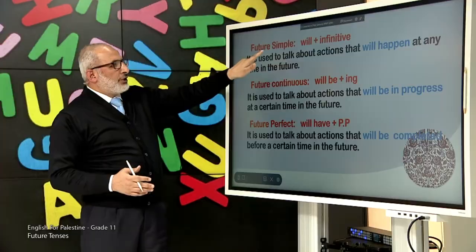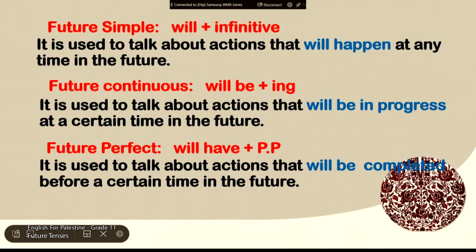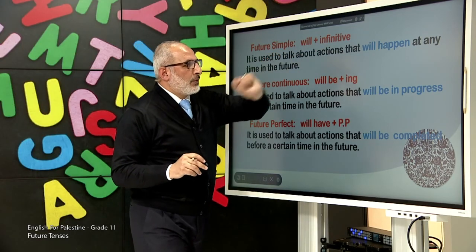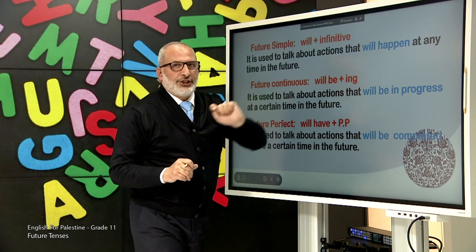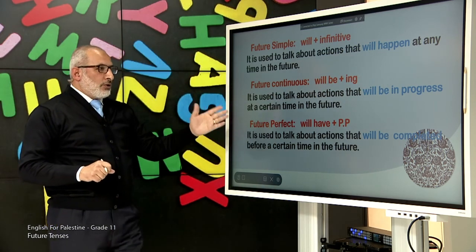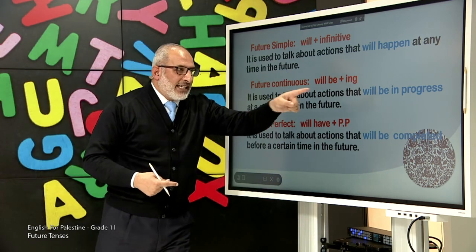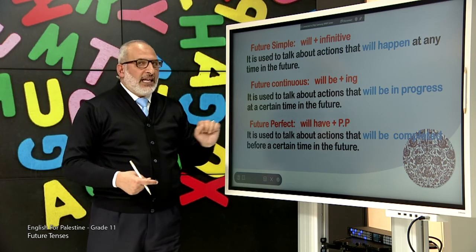The first tense is future simple. The form of future simple is will plus the infinitive form of the verb. And we use it to talk about actions that will happen at any time in the future. Okay? Second one, future continuous. The form is will be plus the ing form of the verb. Notice, please, here will plus the infinitive form, but here will be plus the ing form of the verb. And we use it to talk about actions that will be in progress at a certain time in the future.